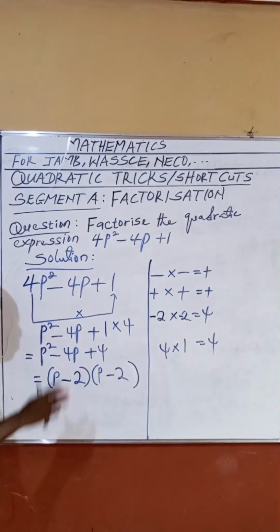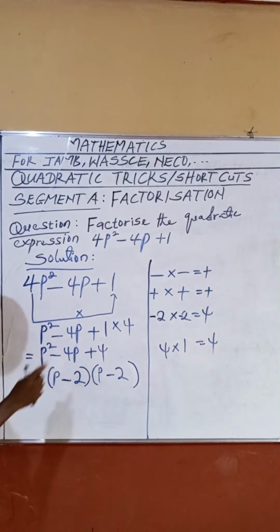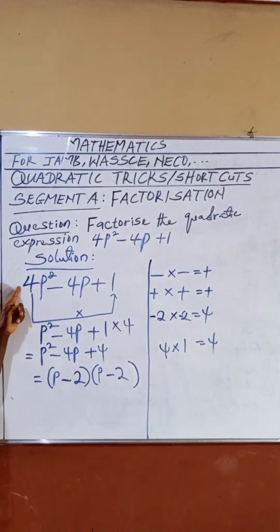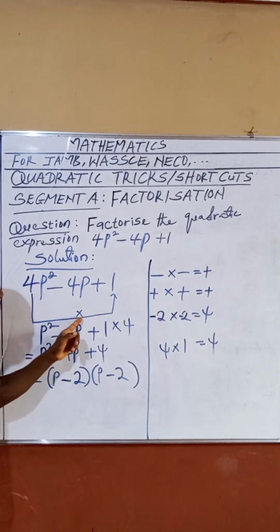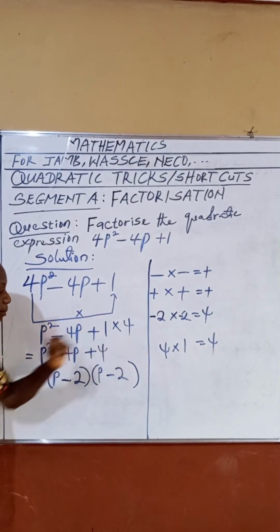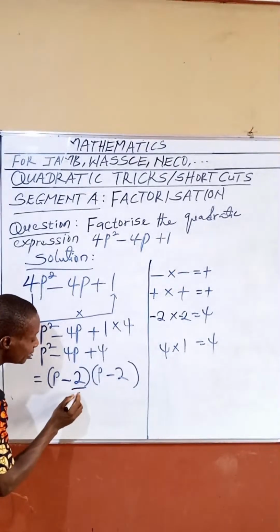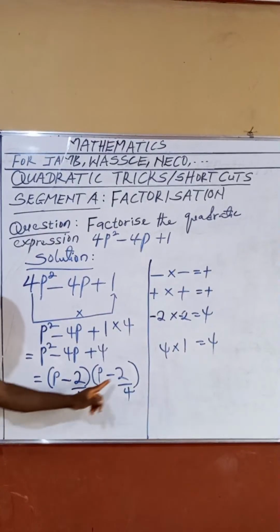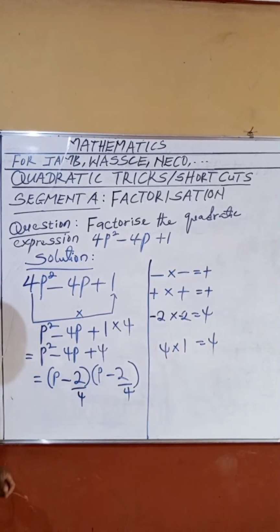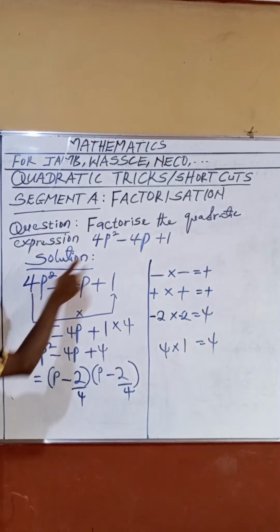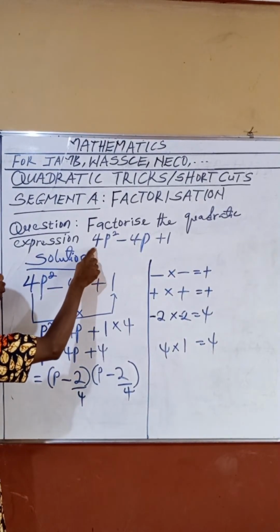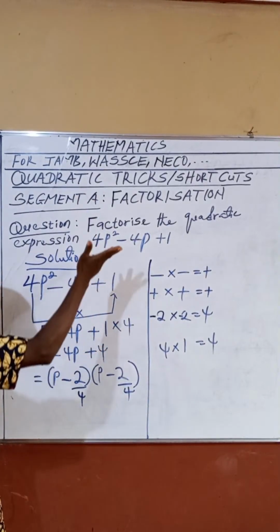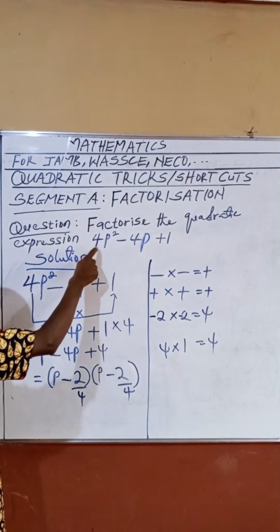Remember, we are not done yet, right? We have written minus 2 and minus 2. Don't forget that there was a multiplication. Look at it here, we multiply by 4, so come here and divide by 4. Can you see it? We must divide by 4 because the coefficient of p square is not 1, rather it's more than 1, and that is 4.